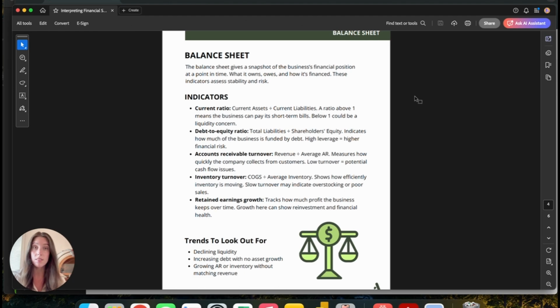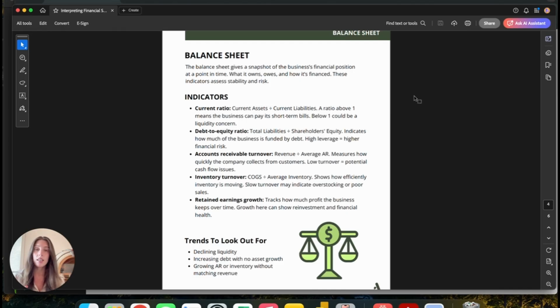The next indicator is the debt to equity ratio. So this is comparing total debt and liabilities to how much equity is in the company. Obviously, the higher the debt, the higher the risk. So you want this metric to be as low as possible. The next indicator is accounts receivable turnover. So you're measuring how quickly the company is actually collecting from its customers. So you want this to be as quick as possible. You want to be turning over your accounts receivable as much as possible.